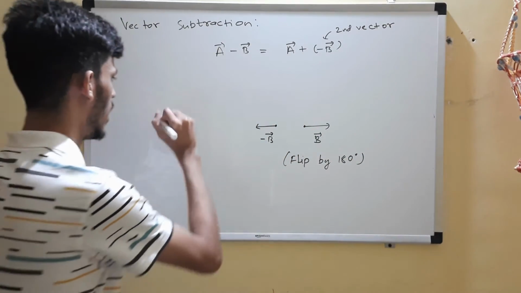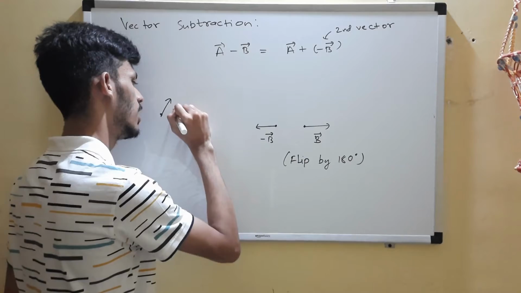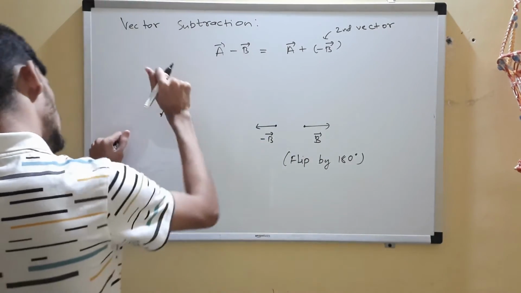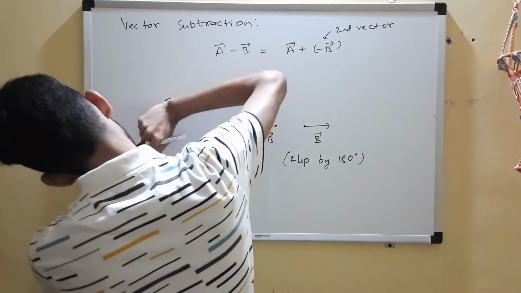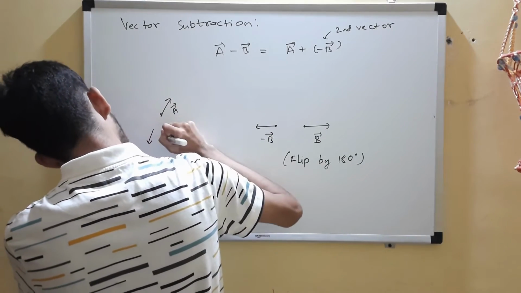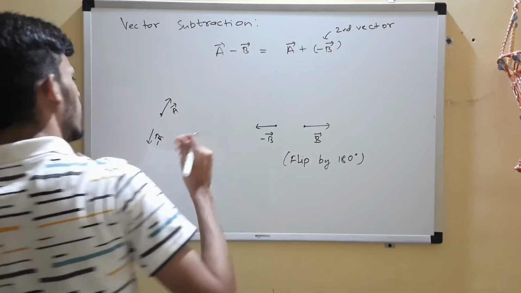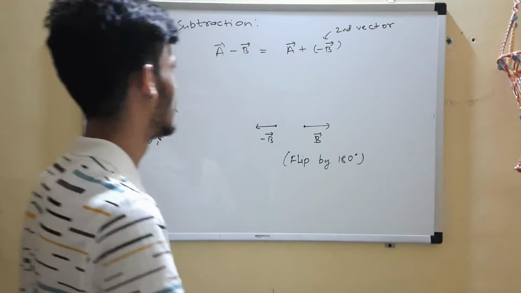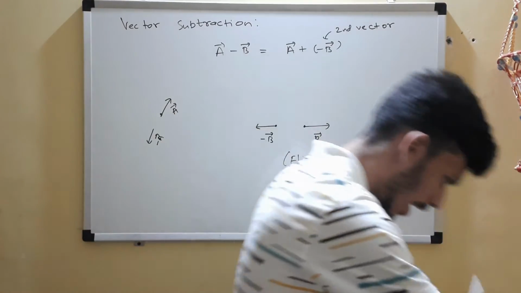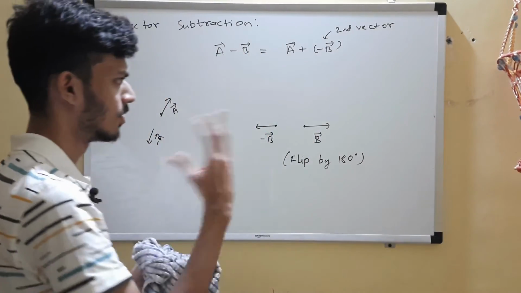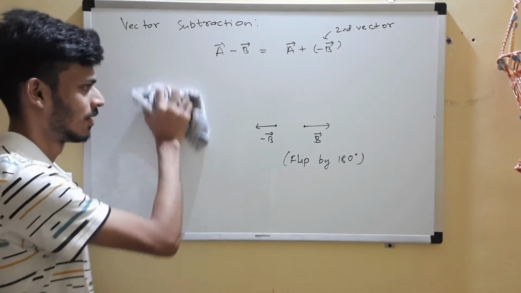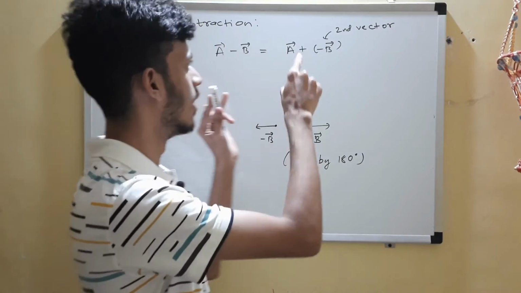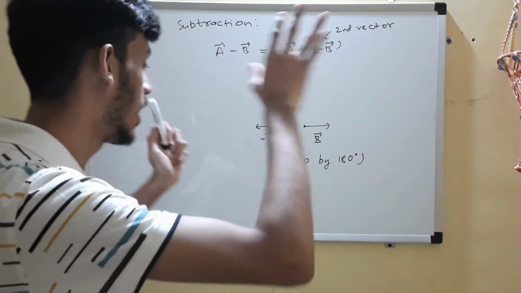So any vector you have, suppose you have a in this direction and you want to find minus a, flip it by 180 degree, draw the same magnitude. a and minus a will have the same magnitude but the directions are opposite. That is what it is. So vector addition and subtraction is no new thing. b and minus b, it's just like adding a plus minus b.